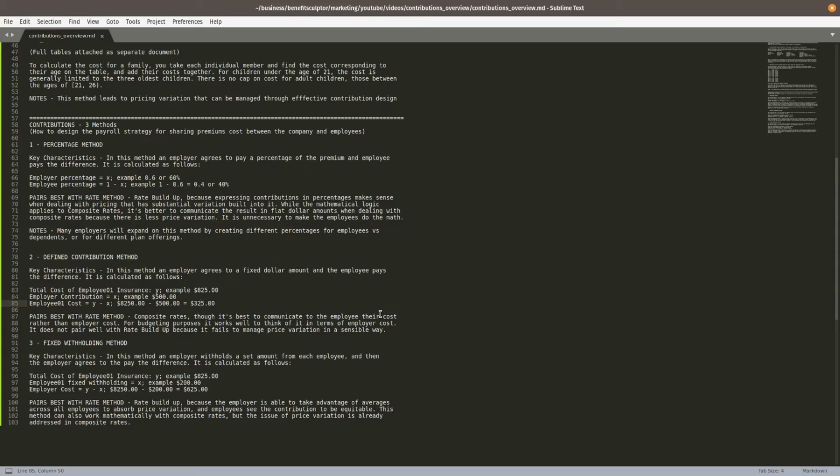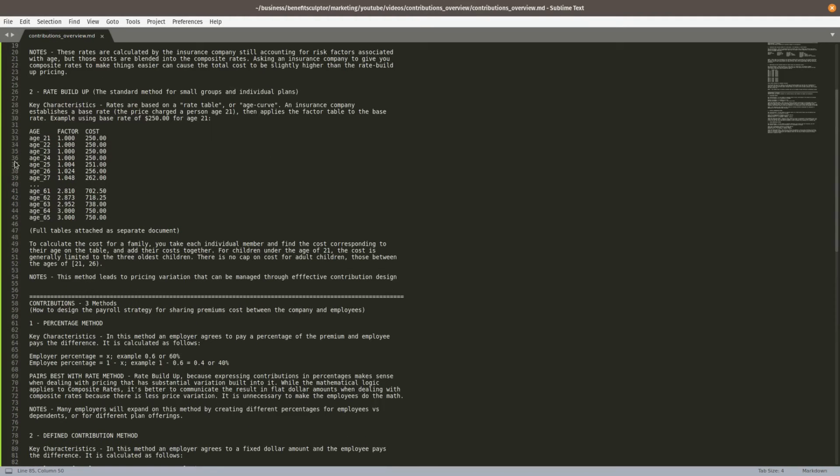What I don't like about it, as much as that's appealing, is it doesn't make a lot of market sense. And the market issue that an employer has to address is, how are you going to compete for labor? How are you going to hire the employees that you want to? Oftentimes your wishes for budget management don't agree with what it takes to hire people. So this method right here becomes very ineffective in managing the pricing variation that happens with rate buildup.